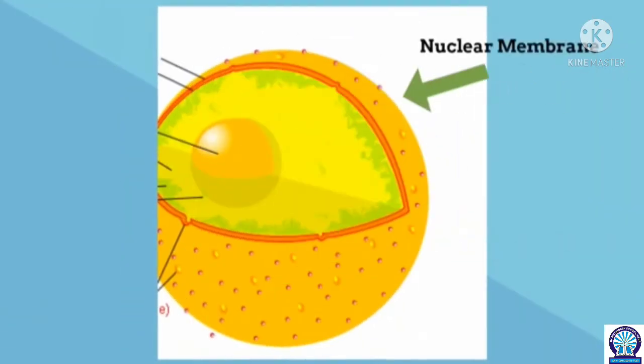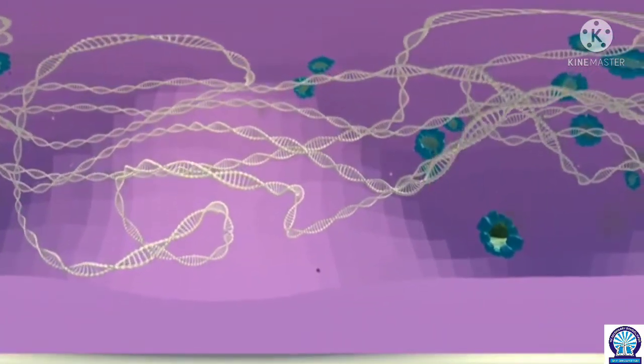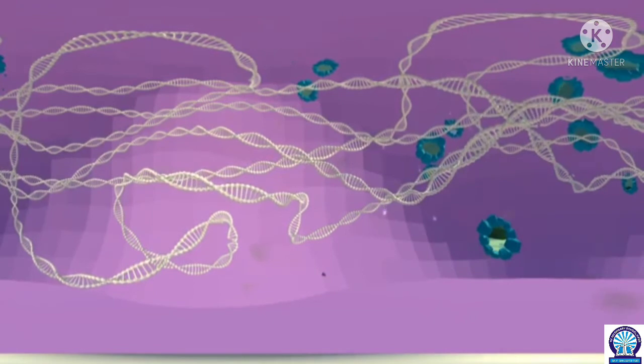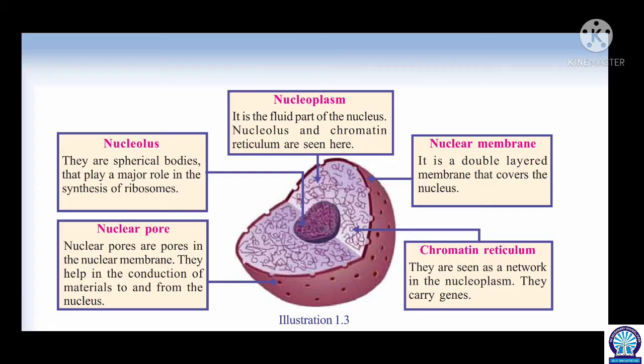Then the nuclear membrane. Like the cell membrane, it is an outer covering. It is a double layered membrane that covers the nucleus. Then chromatin reticulum, seen as a network, a thread-like structure. You can see a thread-like structure in the nucleus, that is chromatin reticulum, seen as a network in the nucleoplasm. They carry the genes. So these are the different parts of the nucleus and the function of each one.